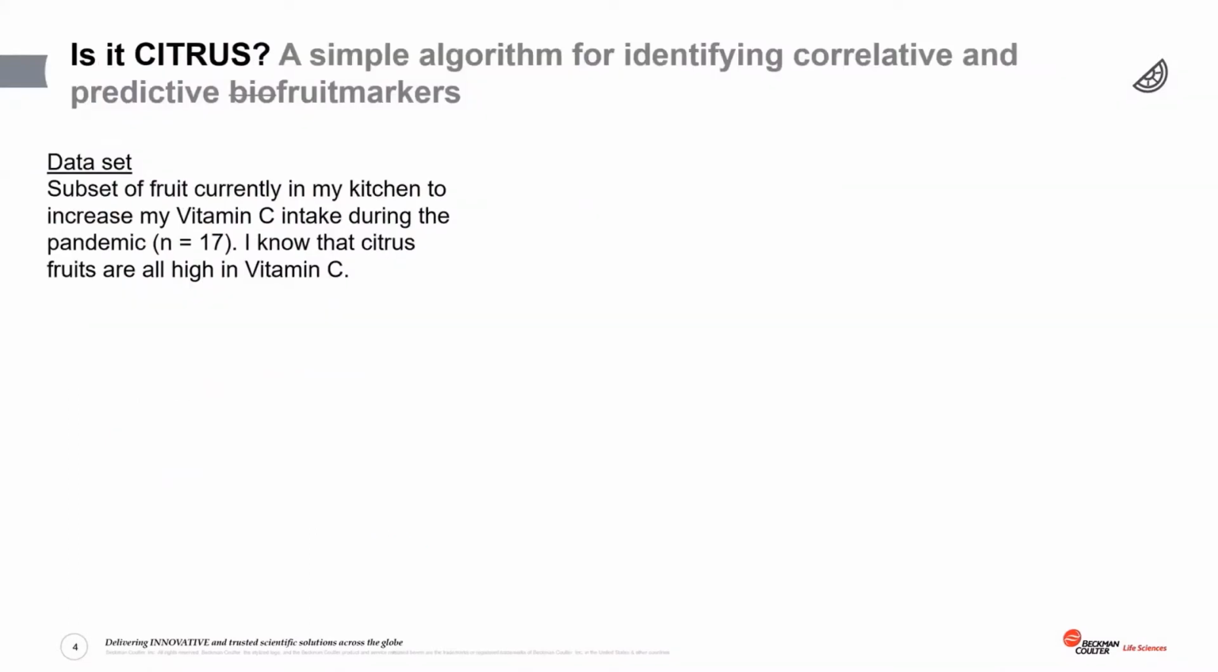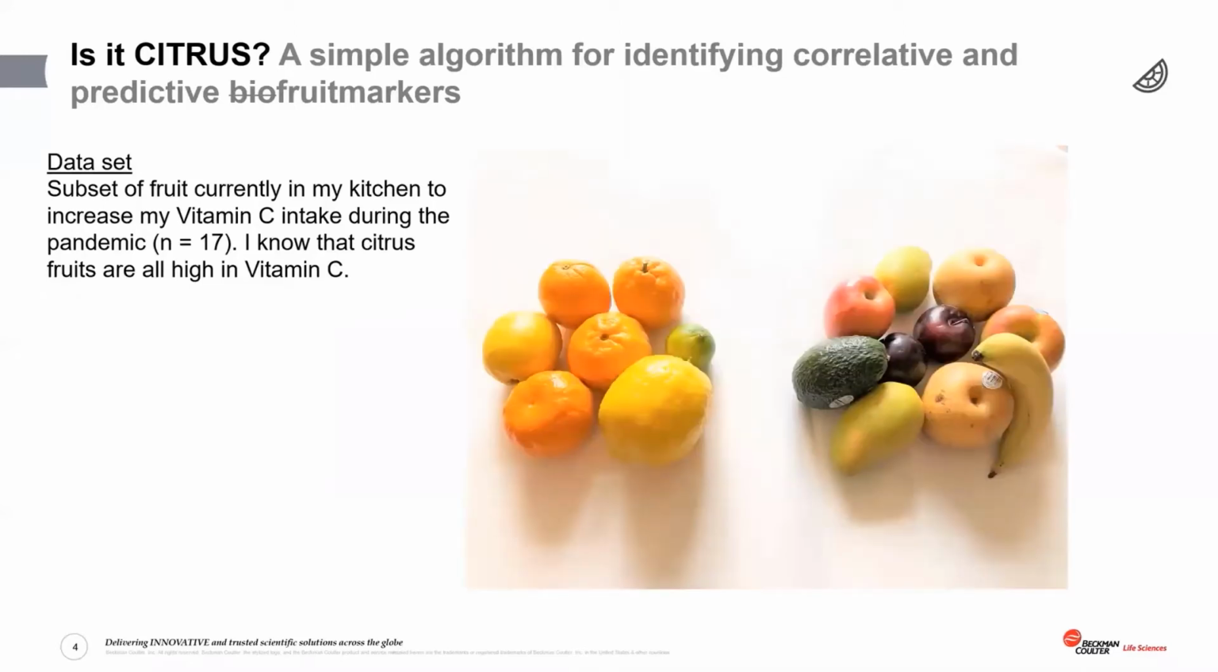So let's start with a simple example. Living in this pandemic time, we're all engaging in different behaviors, for example, attending this webinar to avoid exposure to COVID-19 and keep ourselves healthy. A well-documented and commonly utilized method of enhancing immunity is by increasing vitamin C intake. So I currently have a lot of fruit in my kitchen. Here's a subset of 17 fruits from my entire current fruit collection. I know that citrus fruits are high in vitamin C, so I want to prioritize eating the citrus first.